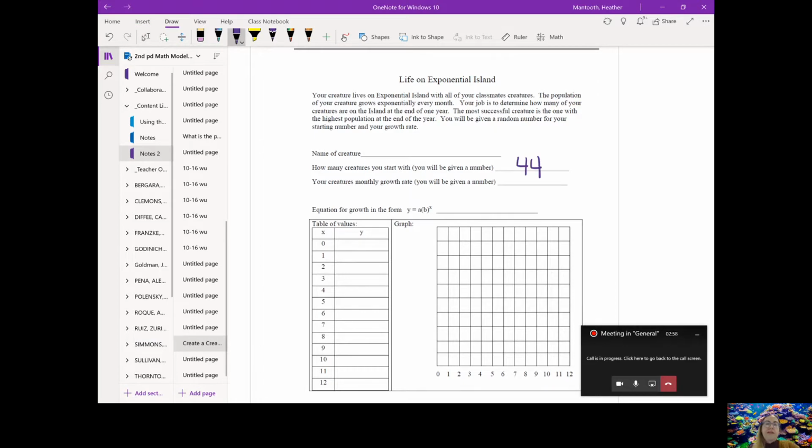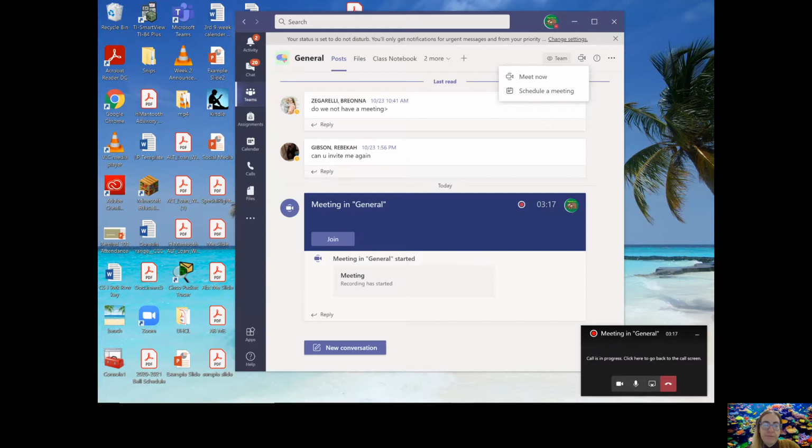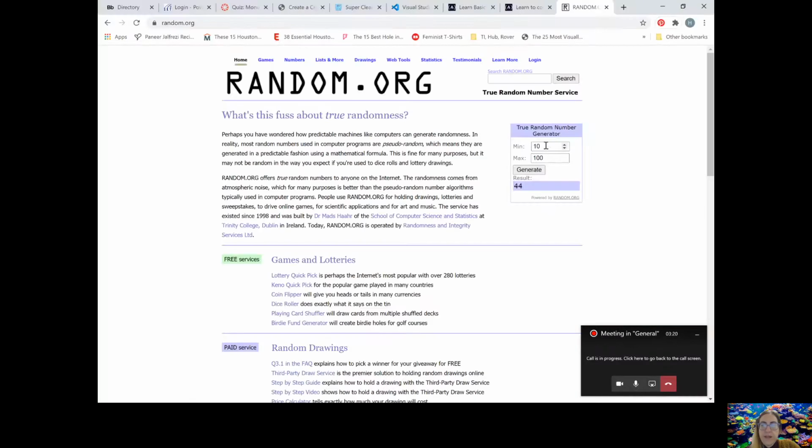Okay. Now initially our creature's population is going to be growing. Right? They got to their new island, they're thriving, their population's growing. But in order to find the population of the creature, we need to know by what percent it's growing. So once again, we're going to use our random number generator. So let's go back to random.org. And this time, we're going to generate a number between 10 and 70. We don't want to go high on our population, or it will get out of control. So let's go between 10 and 70, generate.